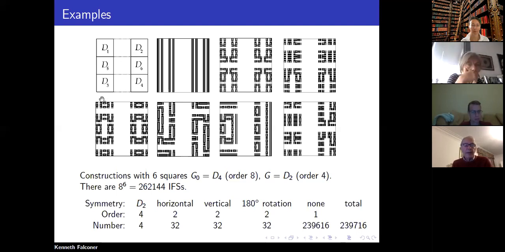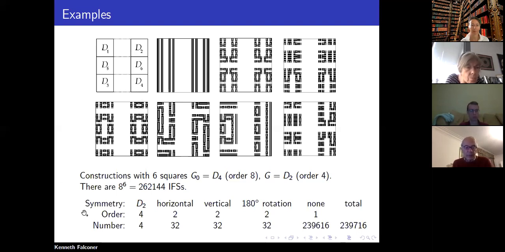Okay, well, how many iterated function systems of 6 similarities are there? Well, I've got 8 choices for each. That's 8 to the 6. That's just over 250,000 different iterated function systems that map that square onto the combinations onto the 6 subsquares. So that's rather a lot.